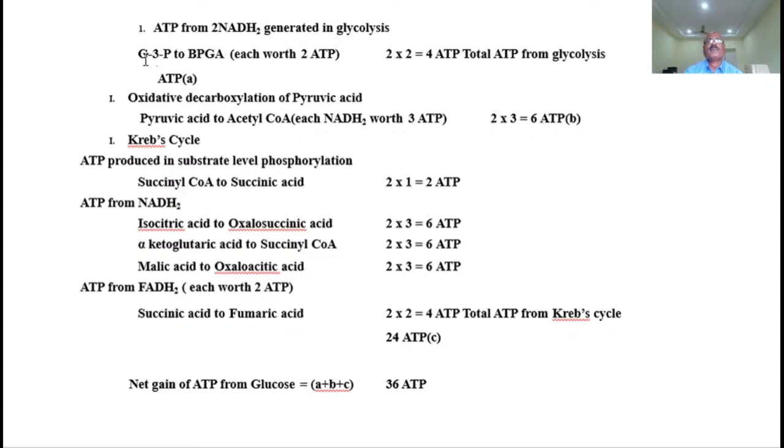So that means glyceraldehyde 3-phosphate to bisphosphoglyceric acid. 2 will be formed, so 2 into 2, that means 4 ATPs.